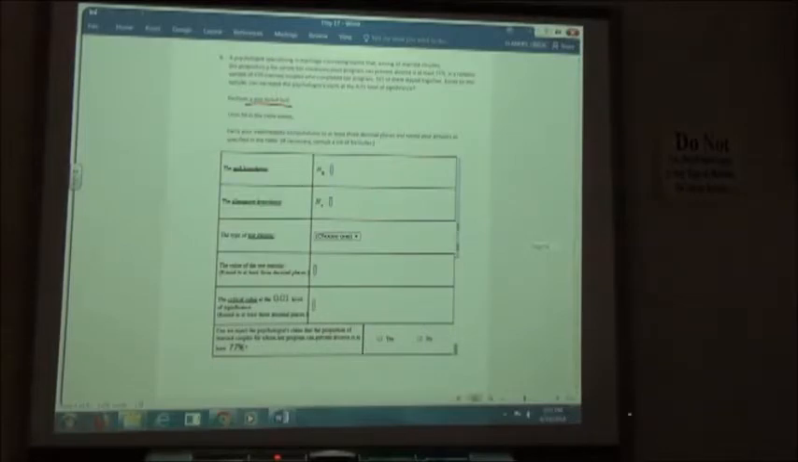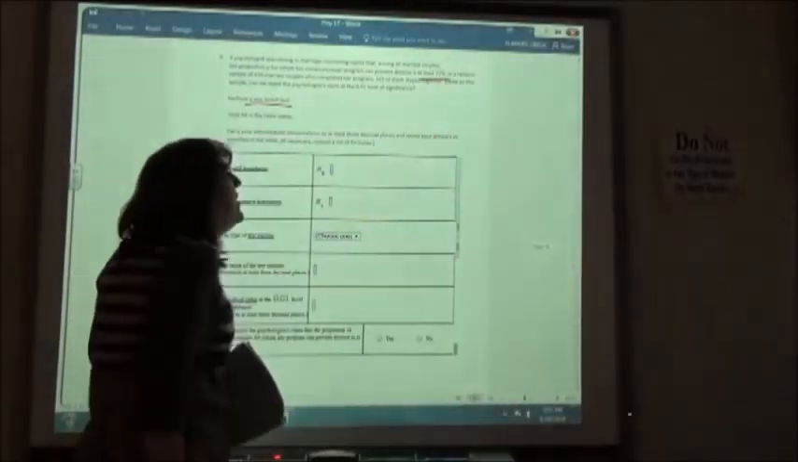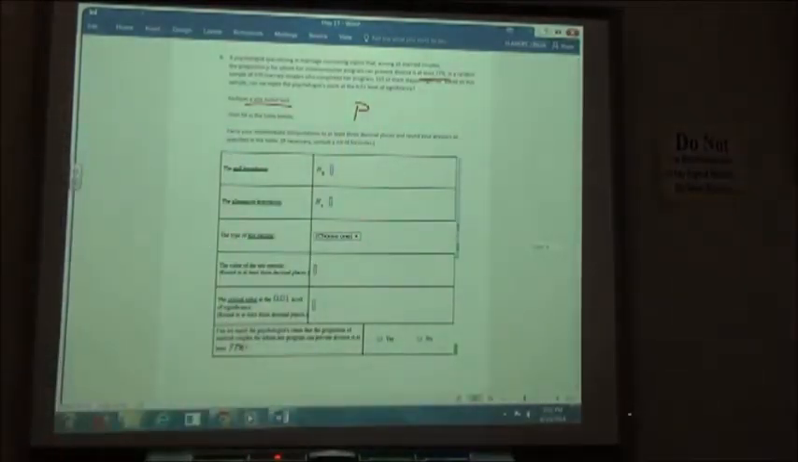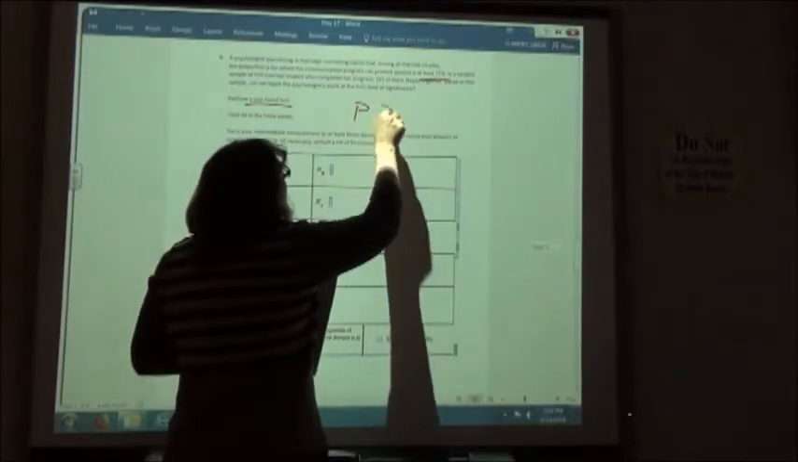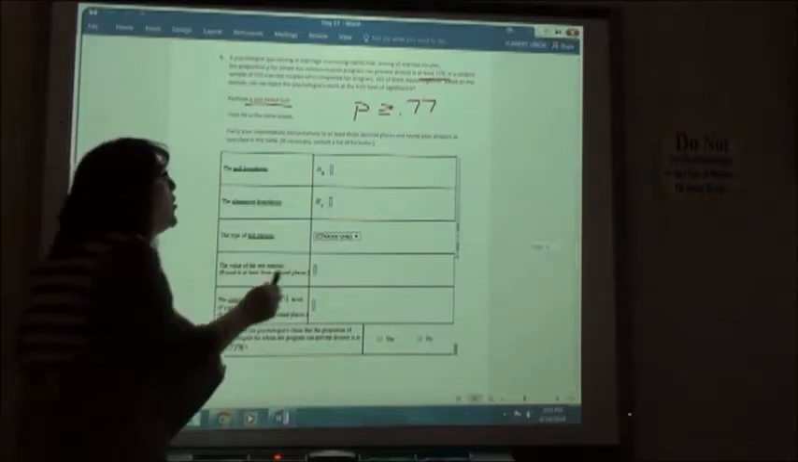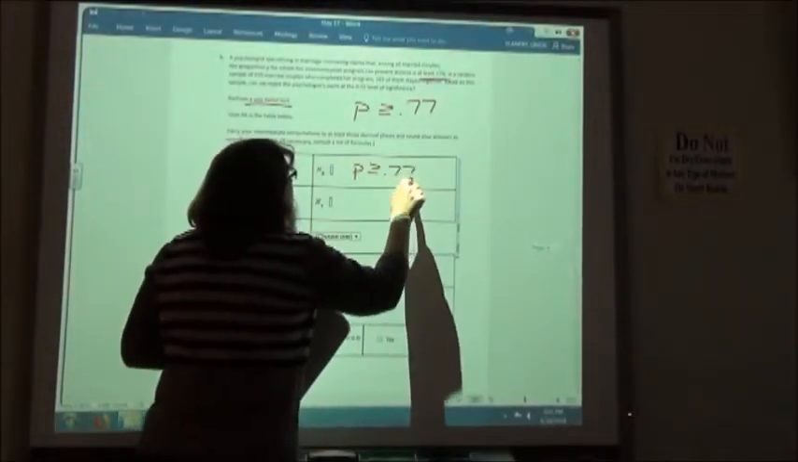So, the claim is it's at least 77%. At least, that's another one of those, at most, at least, all those. If it's at least 77%, what inequality symbol represents the word at least? Greater than or equal to, right? If I said you gave me at least $100, you gave me $100 or more, right? At least 77%, we're going to say greater than or equal to 0.77. Again, because that does have the equal, that's our null. P is greater than or equal to 0.77.